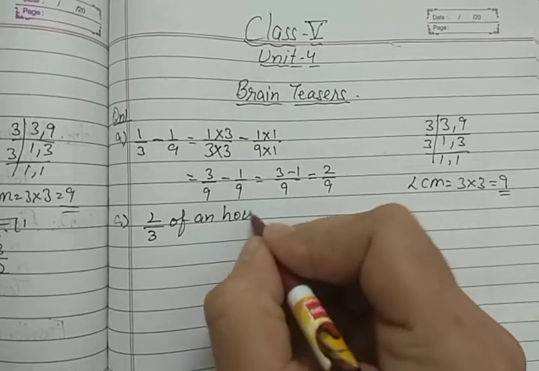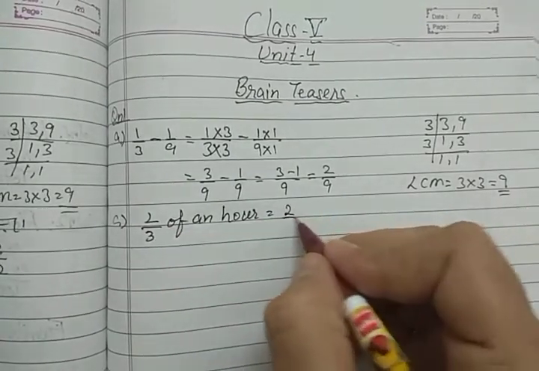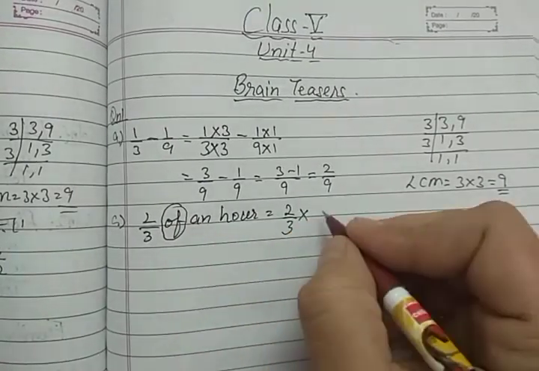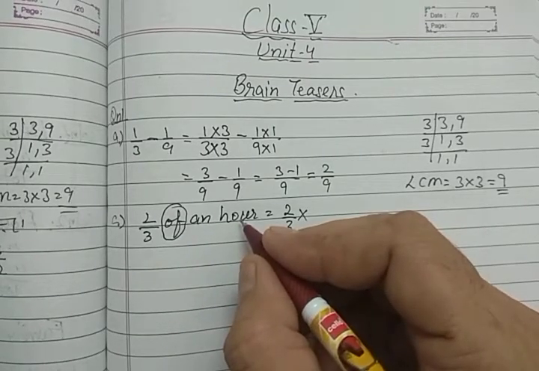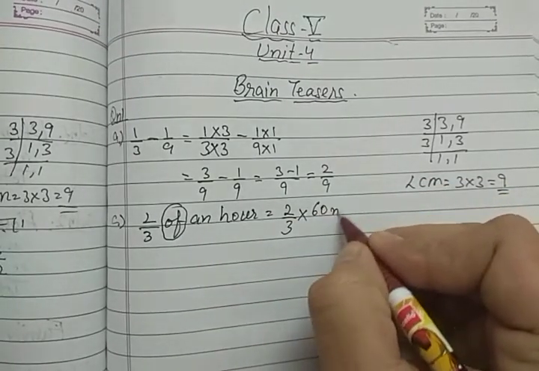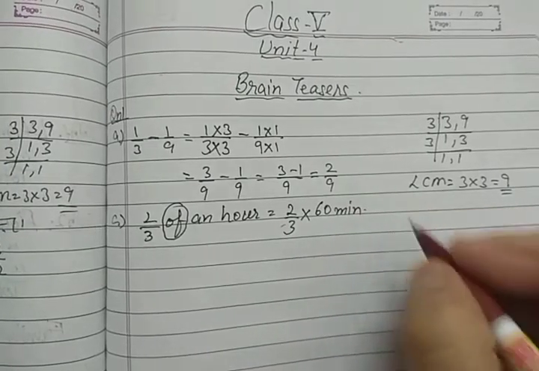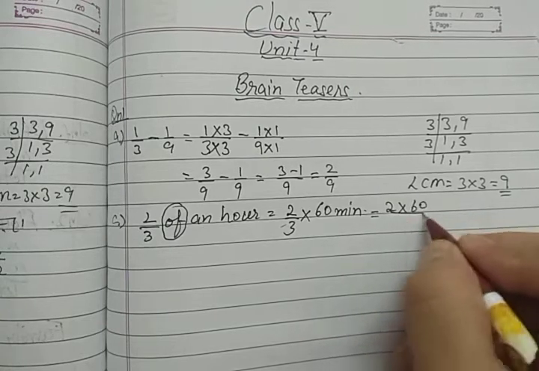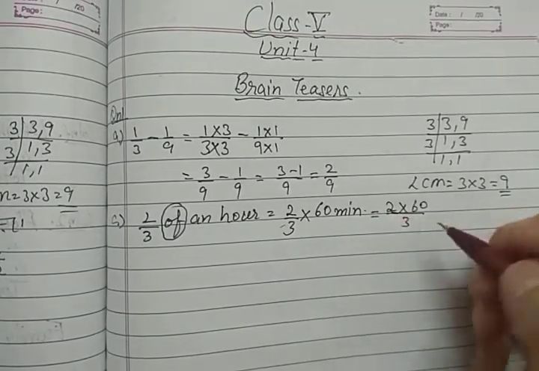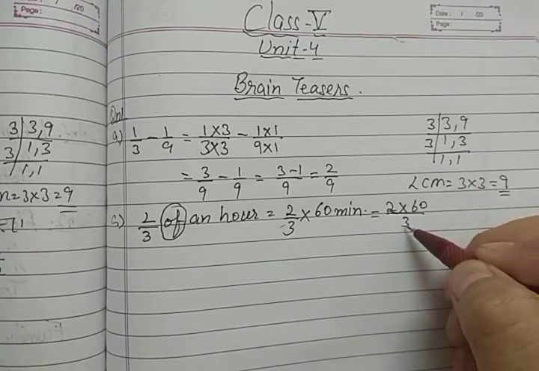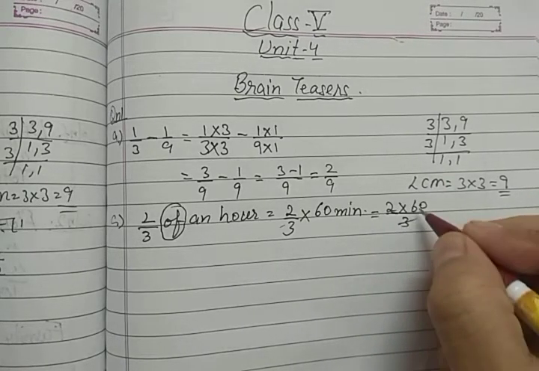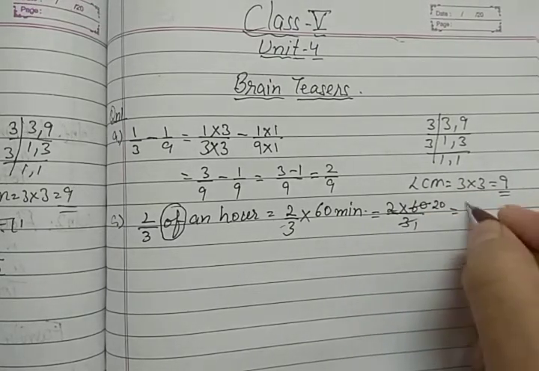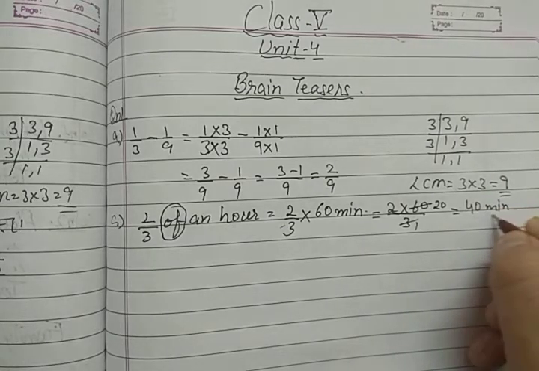An hour means 1 hour. So how can we solve it? 2 upon 3. I have already told you what you mean by this of. Of means multiply. An hour means how many minutes are there in 1 hour? There are 60 minutes. So solve it. Multiply numerator with numerator and denominator with denominator. Now if something can be cancelled, we do the cutting. So yes, 60 and 3, 60 comes in the table of 3. 3 ones are 3, 3 twos are 6, 20, and now 2 twos are 40. So 40 minutes is the answer.